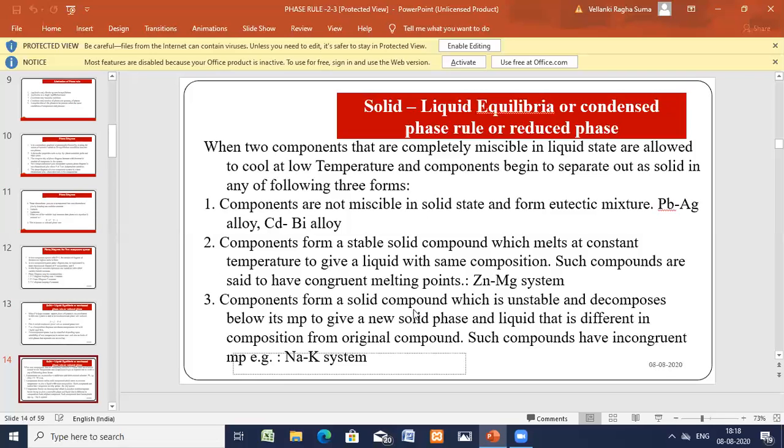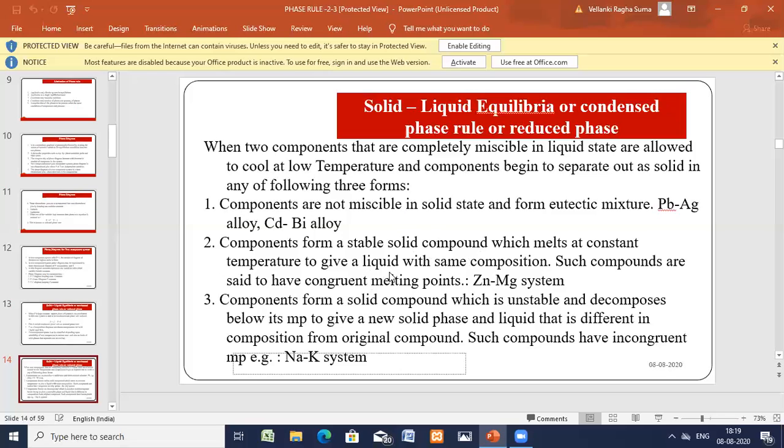So in solid-liquid equilibrium there is no gaseous phase, pressure is constant, and temperature and concentration are plotted. For that, there are three types of mixtures: two components mixing completely, and on cooling giving three types of solids. The first type is where the solid states are not completely miscible and form a eutectic mixture, that is silver-lead. Another form of solidification is as a stable solid.